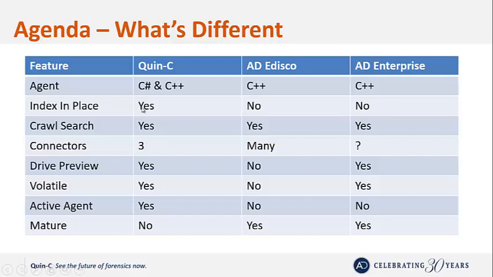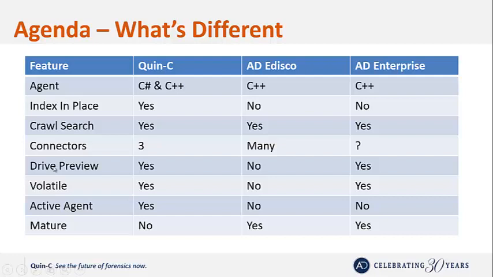Index in place, which is of course enabled by the C# agent, is supported in Quincy and not eDiscovery or Enterprise. And this again is probably the key feature of the new agent that will enable us to do a lot of things in Quincy that we really can't do in the other products. But index in place carries a lot of stigma to it. A lot of people don't want indexes on their end nodes. Totally understand that. I didn't want to suggest that that's the only thing Quincy will support.